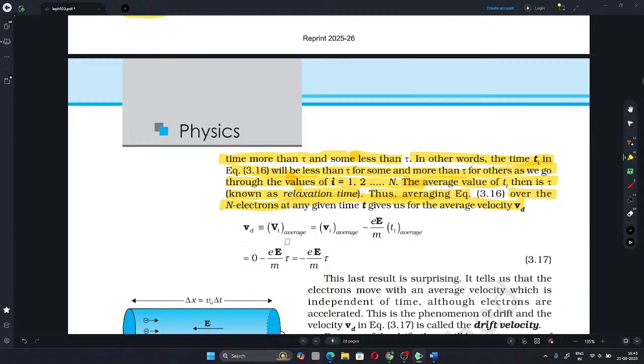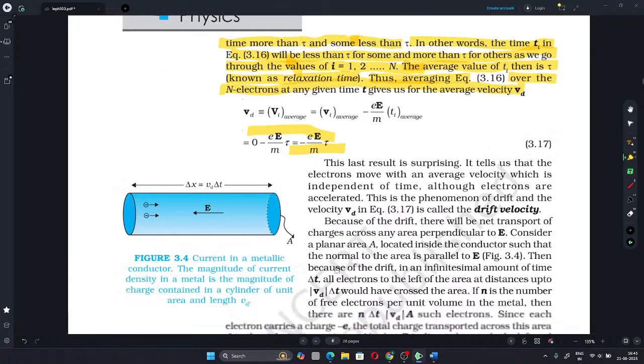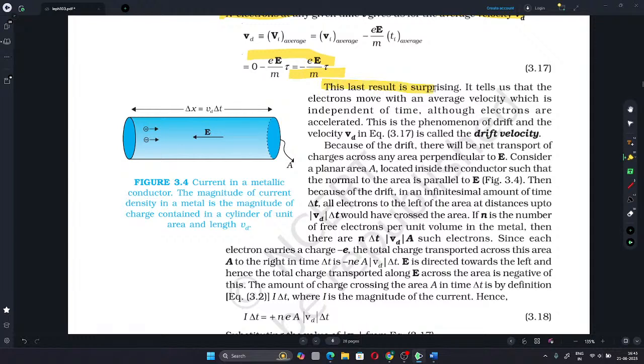Vd equals Vi average minus E by m times tau, which we can define as minus E by m times tau. This is the last result. This last result is surprising. It tells us that the electrons move with an average velocity which is independent of time.